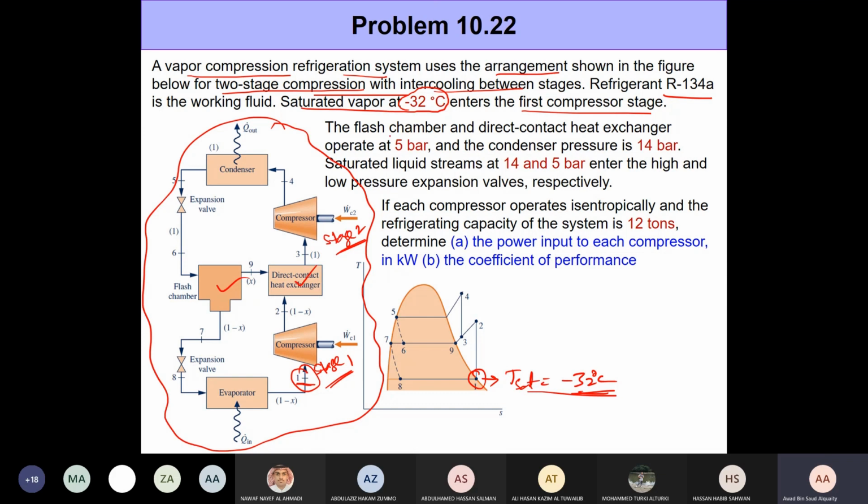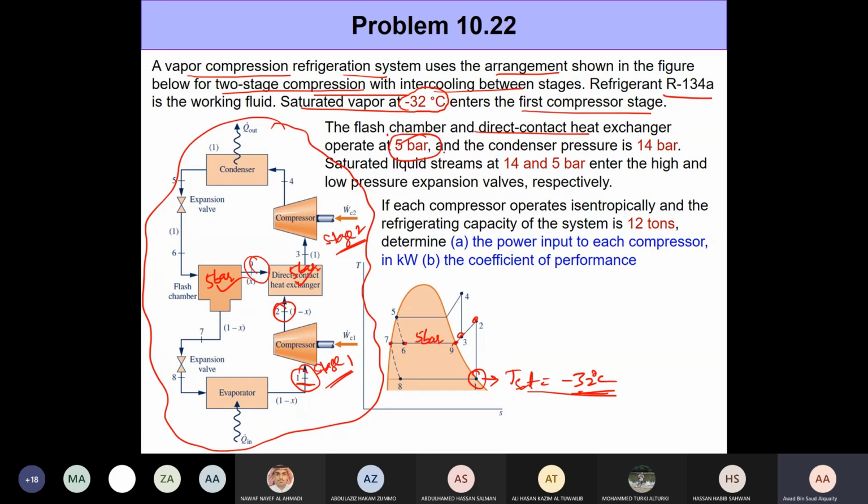Then the flash chamber and the direct contact heat exchanger operate at 5 bar. So we're saying that the pressure here is 5 bar and the pressure here is 5 bar. If you recall, we have a direct contact heat exchanger right here, so the pressure of state 9 should be equal to the pressure of state 2. So state 2, state 3, state 9, state 6, state 7, all these are on a constant pressure line, and the pressure is 5 bar.